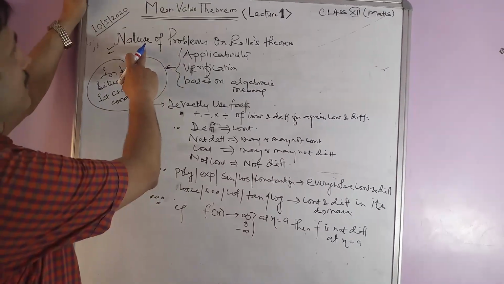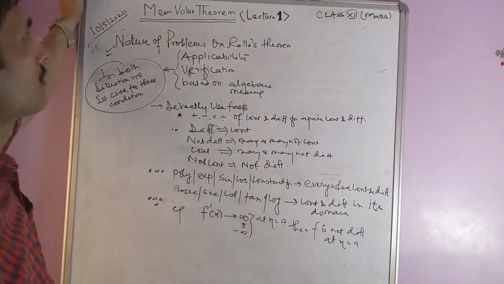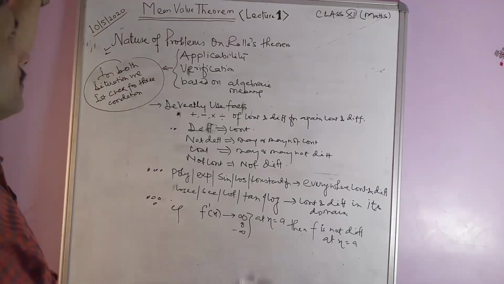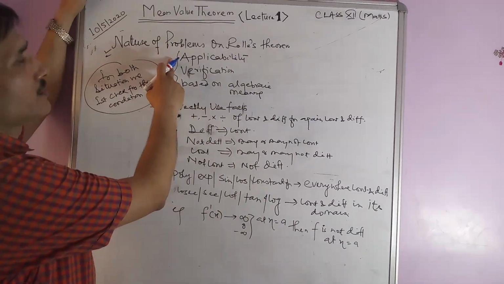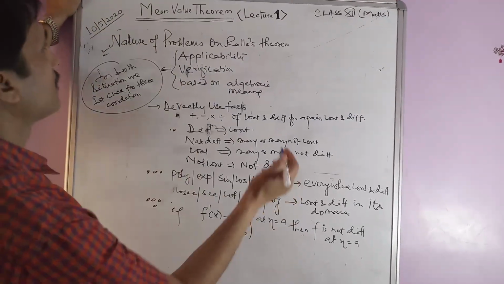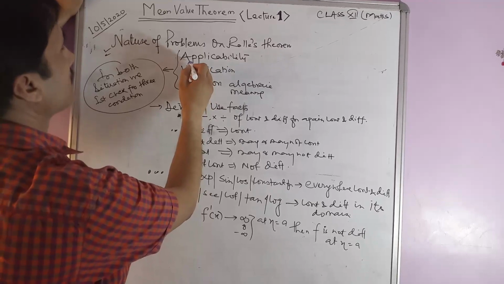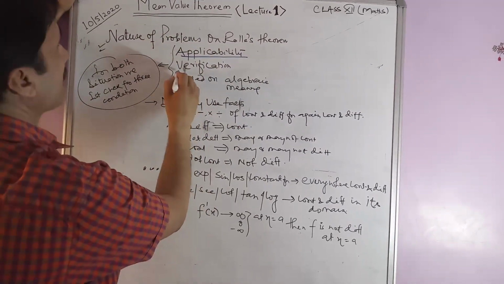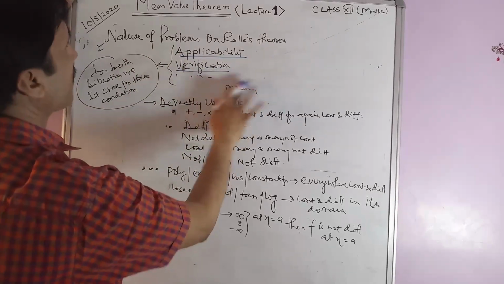Here we take some questions on Rolle's theorem. Nature of problems on Rolle's theorem. Generally, two types of problems are formulated on Rolle's theorem. First, applicability of Rolle's theorem. Second, verification of Rolle's theorem.